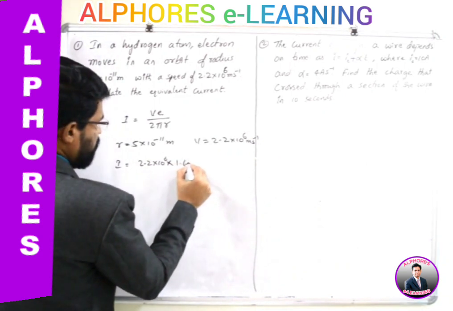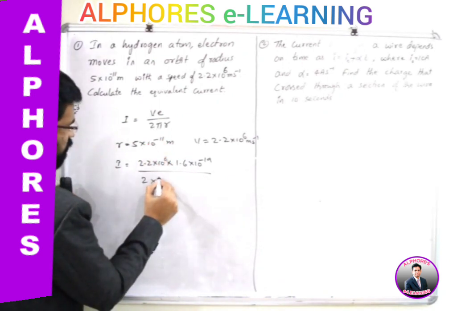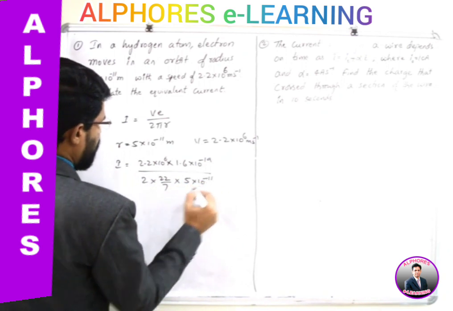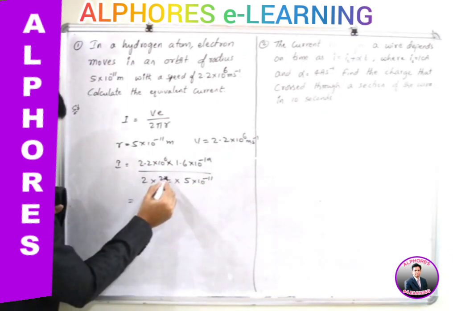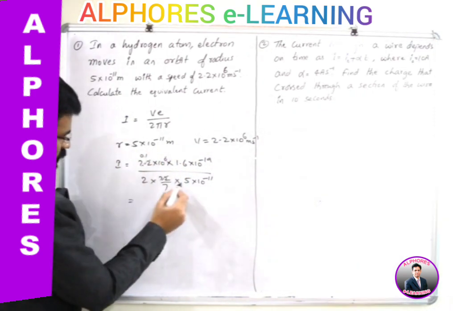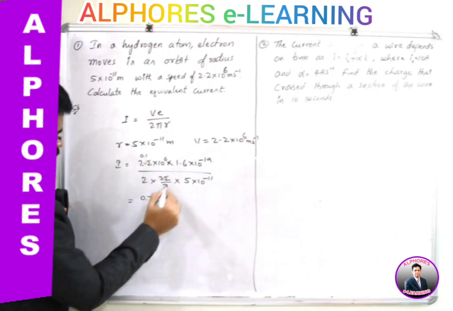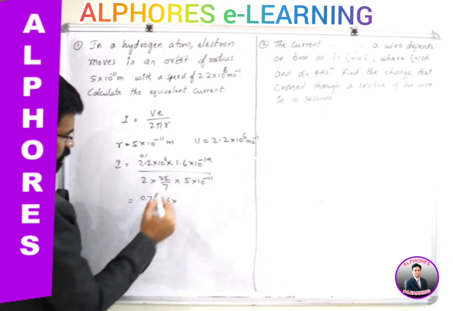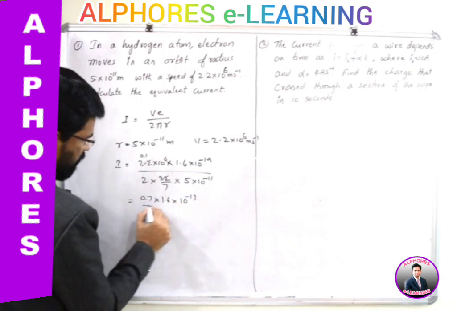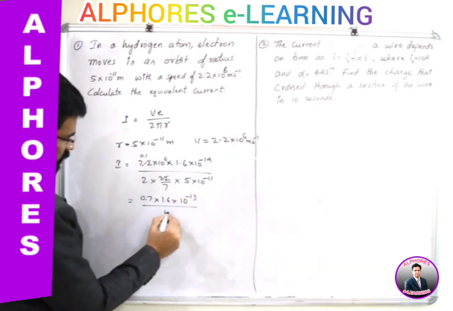So I equals 2.2 into 10 power 6 into 1.6 into 10 power minus 19 coulombs, divided by 2 into pi. I am going to replace pi with 22 by 7, into the radius, 5 into 10 power minus 11. Let us calculate this. You will get 0.1, and the 7 can be taken to the numerator, making it 0.1 into 7 into 1.6 into 10 power 6 into 10 power minus 19, which is 10 power minus 13, divided by the denominator: 2 fives are 10, 10 into 10 power minus 11 is 10 power minus 10.